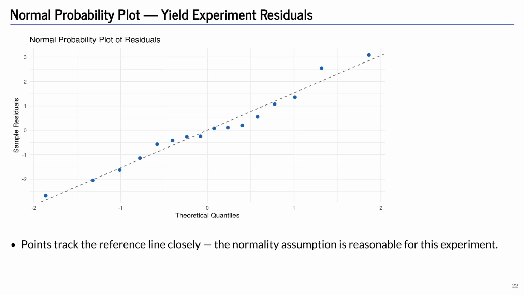The question is not whether the points are perfectly on the line. They never are, but whether there is a systematic departure that suggests the normal assumption is wrong. Here, there is none. The Gaussian assumption is defensible. Combined with the four clean diagnostic panels, this means the reduced model passes all the standard adequacy checks. We have a model we can trust.